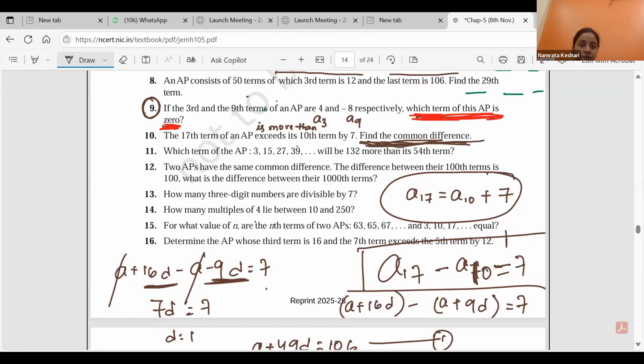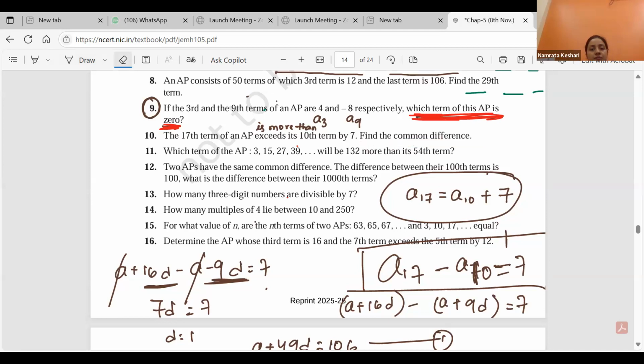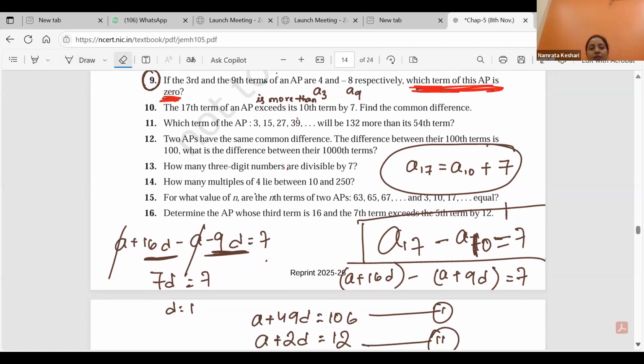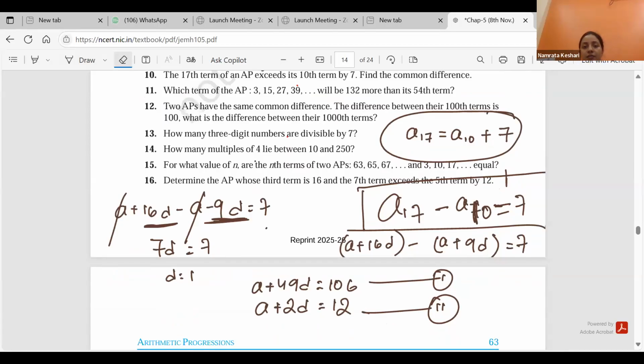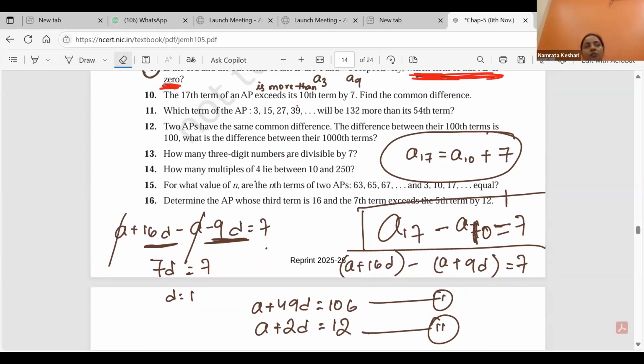Yes, ma'am. We have the common difference. It's not asking about a. We don't even have to find a. Okay? Yes. Next, number 11. Read it and tell me what exactly the question is, what data is given, and what is asked in the question.